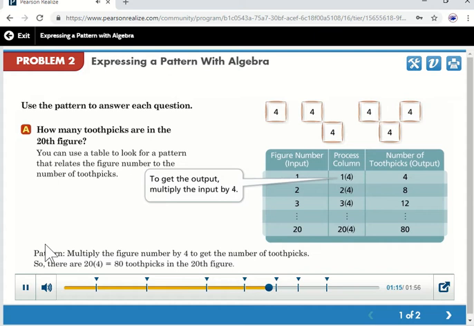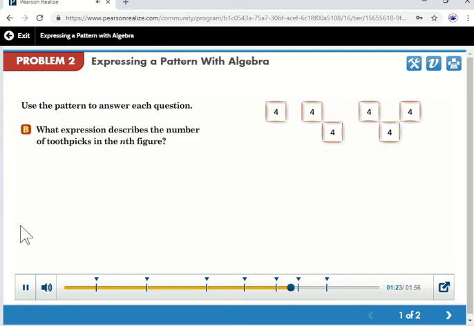So there are 20 times 4, or 80 toothpicks in the 20th figure. Part B. What expression describes the number of toothpicks in the nth figure? Okay, so what if we wanted an expression that described how many toothpicks were in figure number n, where n is open to be anything.